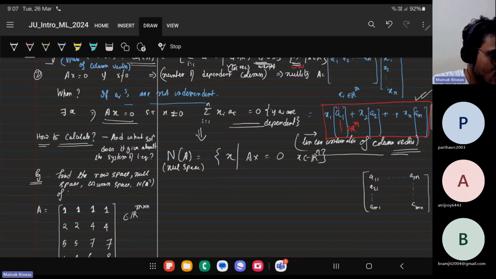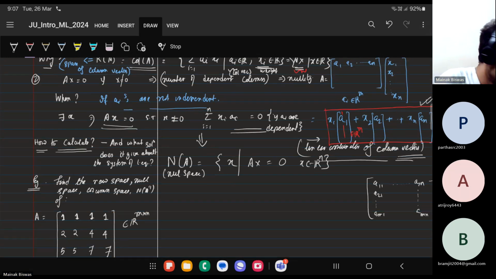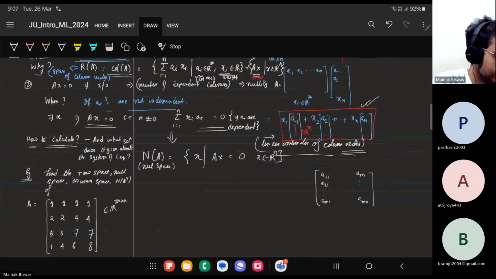Okay, null space is the set of all those vectors such that Ax equal to 0. And now I want to show that the null space is a subspace. How will I show that it is a subspace? Just to complete my way of thought, I'll just complete this. How can I show?